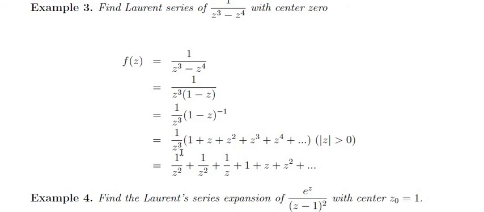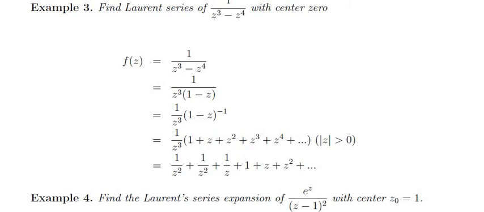Then 1 by z raised to 3. Then I write the series expansion of this one, 1 minus z the whole raised to minus 1. That means 1 plus z plus z square plus z raised to 3 plus z raised to 4 plus dot dot dot. Operating this one, we get 1 by z cube plus 1 by z square plus 1 by z plus 1 plus z. There is a printing mistake in the slide.